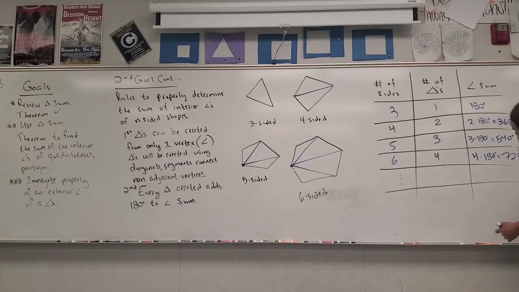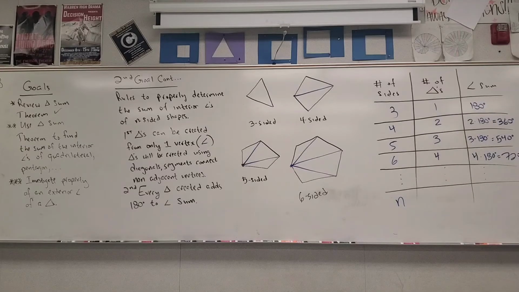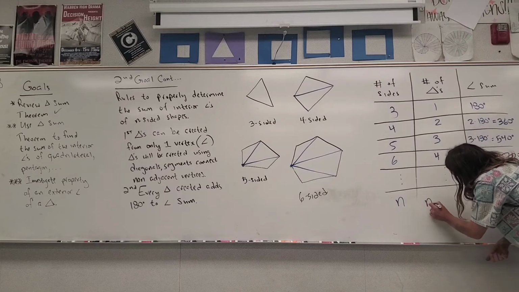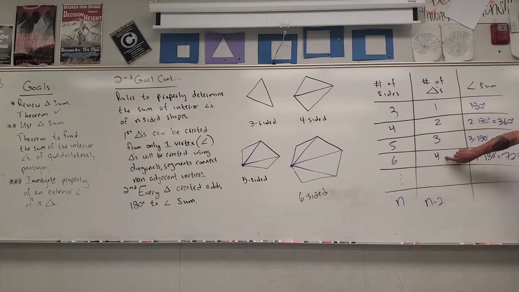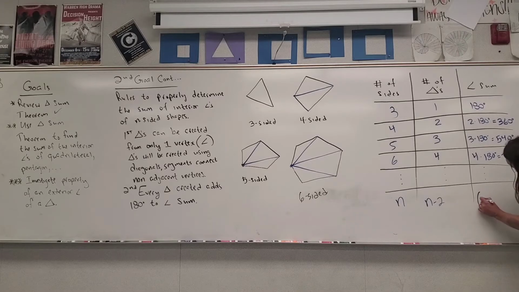Okay. So an n-sided shape is going to have n minus 2 triangles, right? Because we always have 2 less than the number of sides. And that means that the angle sum is going to equal the number of triangles times 180 degrees. All right, so hopefully you understand how we got to this result.